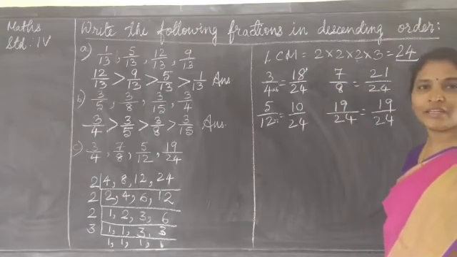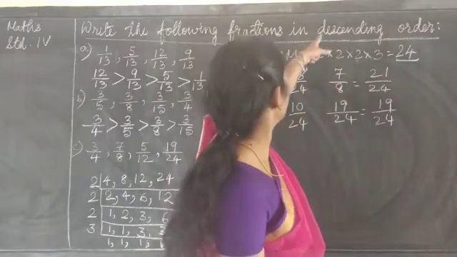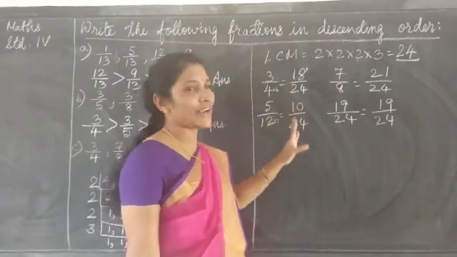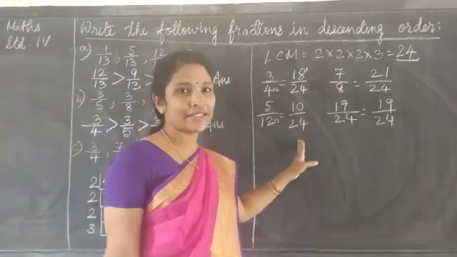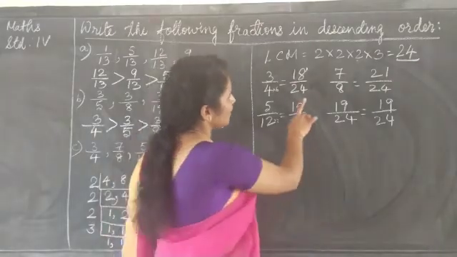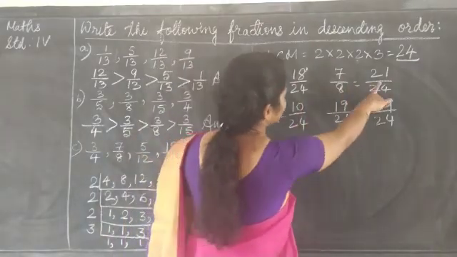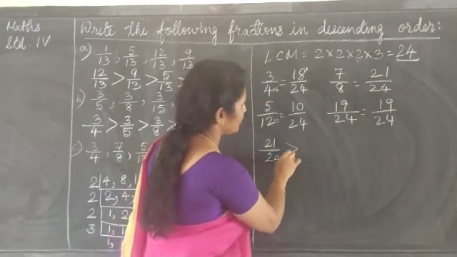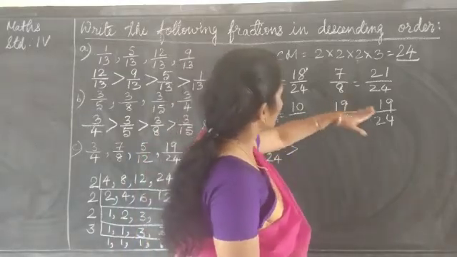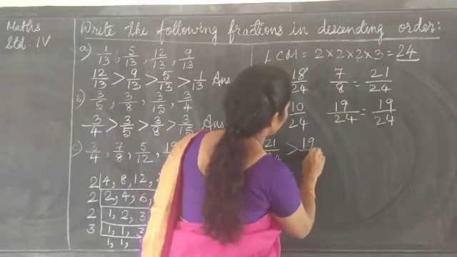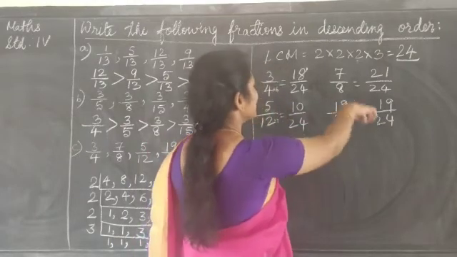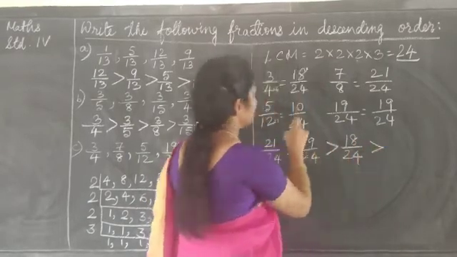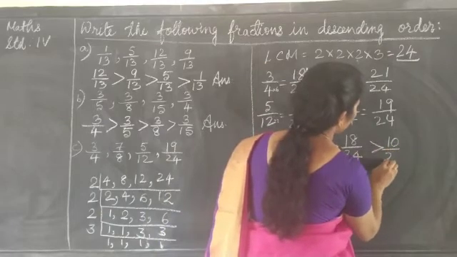We can write them in descending order. Question is to write them in descending order. We are going to write all the fractions having 24 as the denominator in descending order. Okay, which is the biggest one, greatest one? That is 21 by 24. You can put the greater sign. Then next is 19 by 24. Next is 18 by 24. Next is 10 by 24.